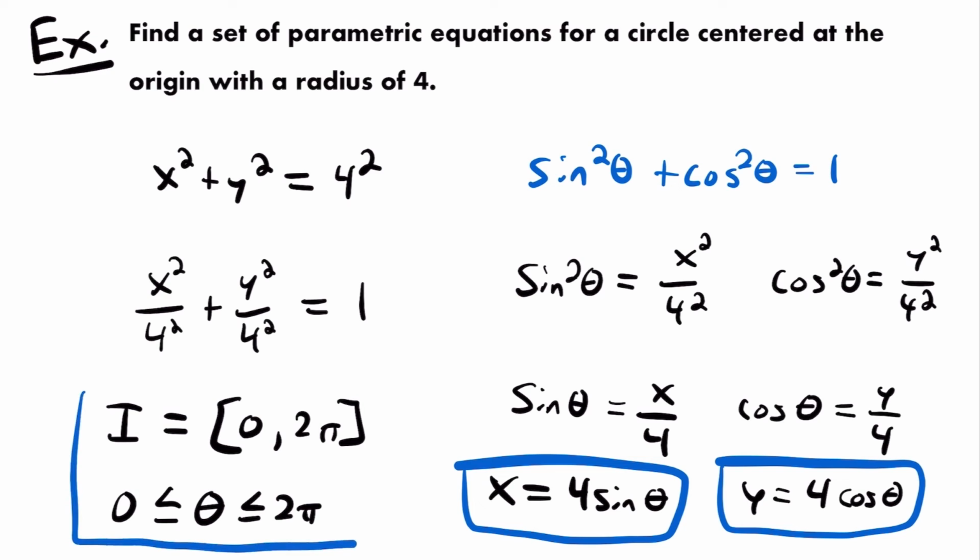That is going to be our interval for our parameter theta for these two equations to ensure that they form a circle centered at the origin with a radius of 4. Let's look at a slightly different example.